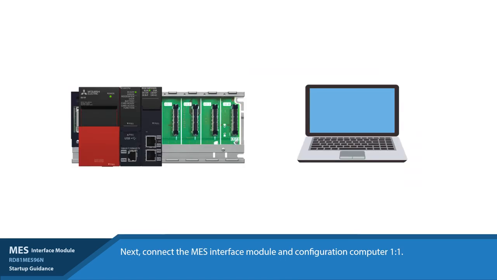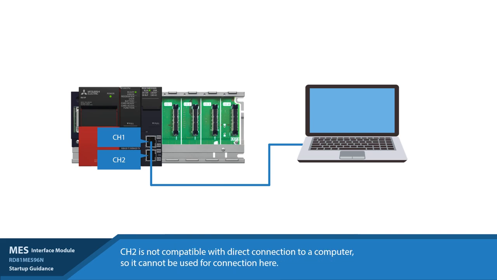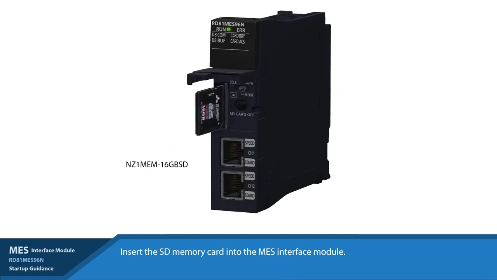Next, connect the MES Interface module and configuration computer. Connect the Ethernet port, CH1, of the MES Interface module and the configuration computer using an Ethernet cable. CH2 is not compatible with direct connection to a computer, so it cannot be used for a connection here. Insert the SD memory card into the MES Interface module.